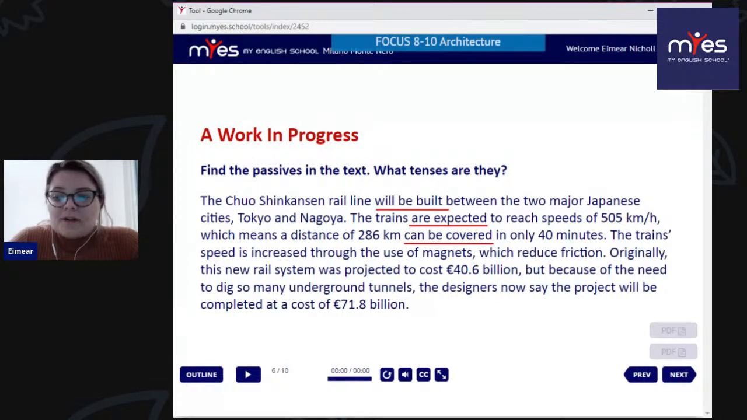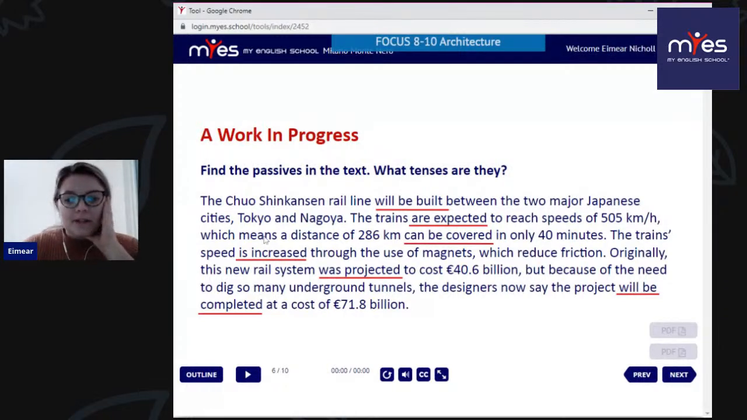So the train's speed is increased through the use of magnets. So the train speed is increased, so present simple passive, through the use of magnets, which reduce friction. Originally, this new rail system was projected to cost 40.6 billion. So was projected is past simple passive. But because of the need to dig so many underground tunnels, the designers now say the project will be completed at a cost of 71.8 billion. So another future simple, will be completed. Okay, any questions? Pop them in the chat. Lovely. Okay, we'll move on.